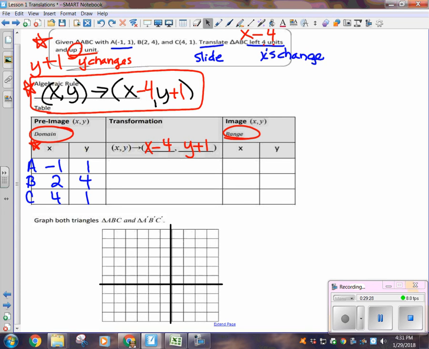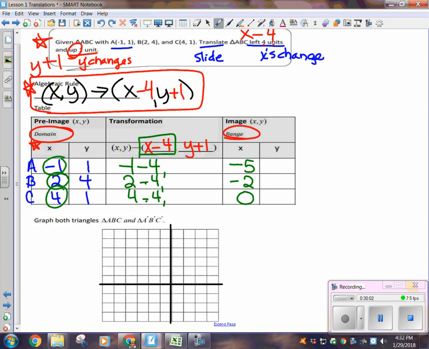Okay, let's see if we can finish this one. My rule says take every X number and subtract 4. Well, my first X number is -1, and I'm going to subtract 4. Take this X number 2 and subtract 4. Take this X number 4 and subtract 4. So I'm just concentrating on the X part right now. What's -1 minus 4? Well, that new X value would be -5. What's 2 minus 4? That'd be a new X value of -2. What's 4 minus 4? That'd be a new X value of 0.